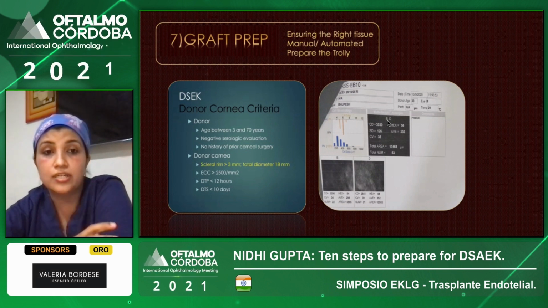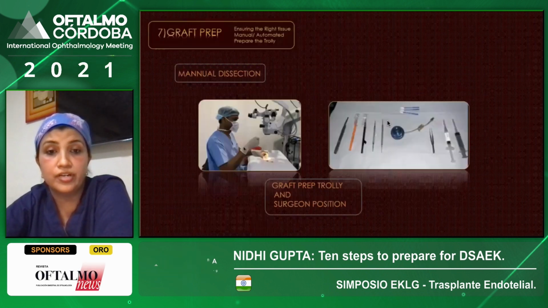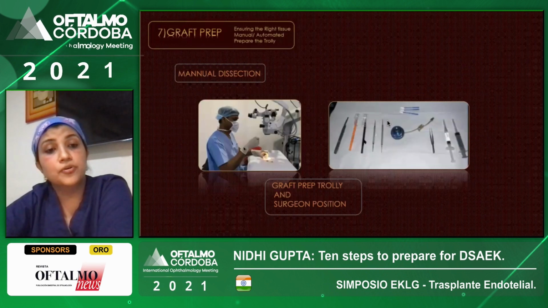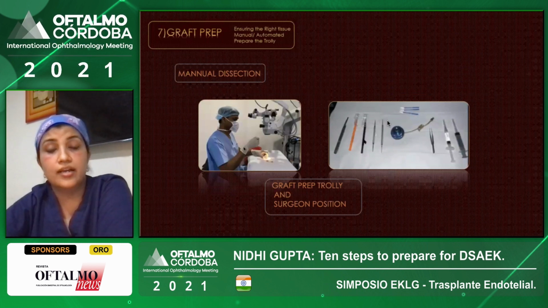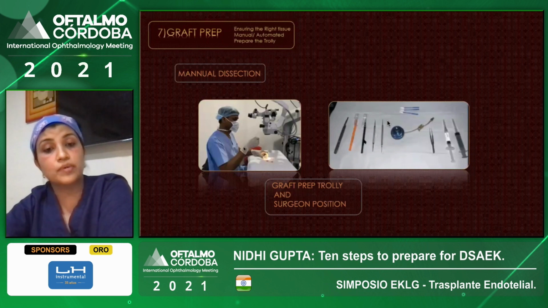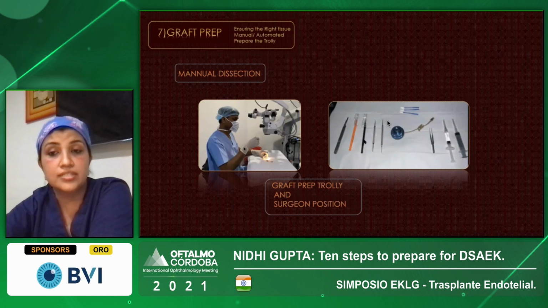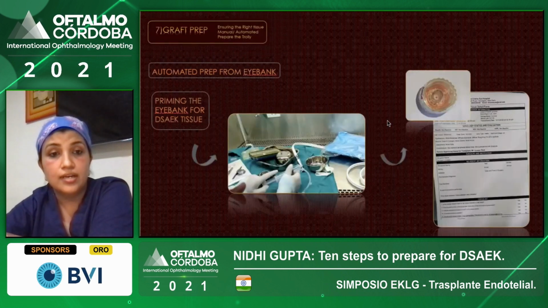Next would be to go on to the next step, that is, you're already deciding to go with your surgical plan. It's nice to have your graft decided, and there are universal criteria for the type of graft you will be using for your DSAEK patients. If you are doing manual dissection and you're not using an automated tissue, it's nice to have your trolley ready with your instruments for a manual dissection. That has to be done well before you actually go in and do the DSAEK in these patients.